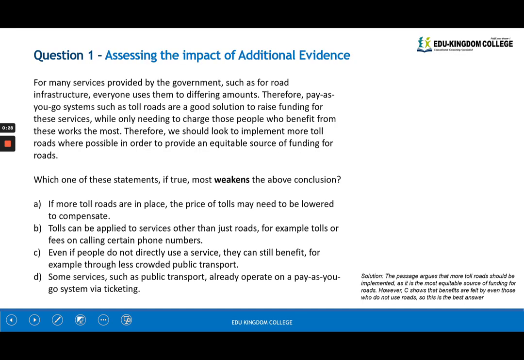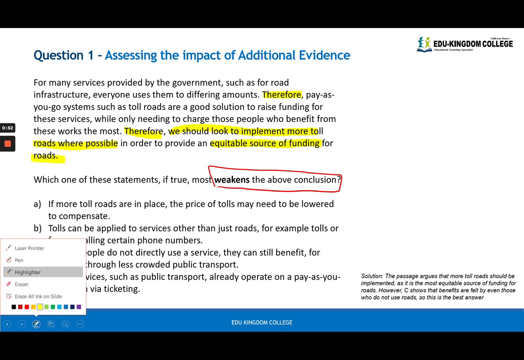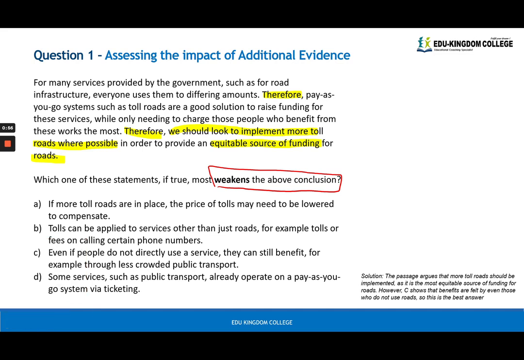First question was assessing the impact of additional evidence. You want to find something that will weaken the conclusion the most. To do that, you want to find the conclusion first. There are keywords here, therefore, okay? Therefore, we should look at implementing more toll roads when possible in order to provide an equitable source of funding for roads. So the passage basically argues that we should be putting in more toll roads because it is a good source of funding, of money, for roads.